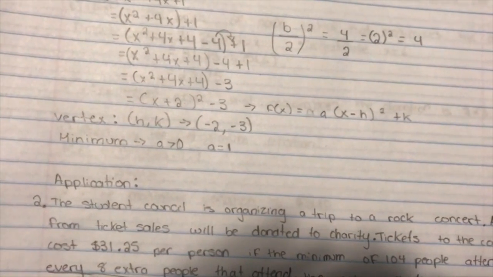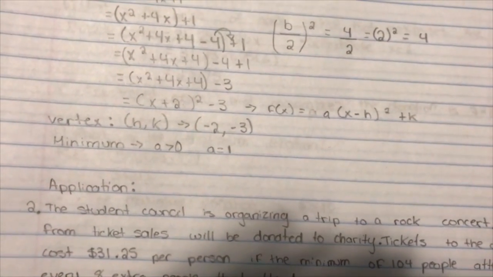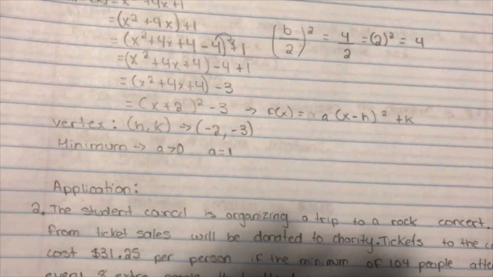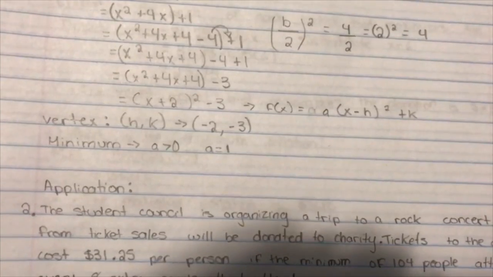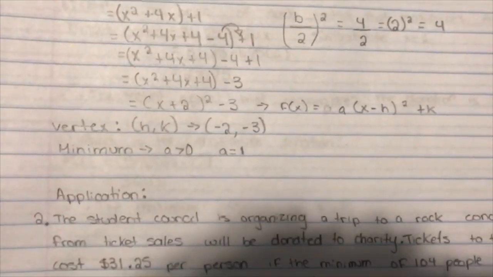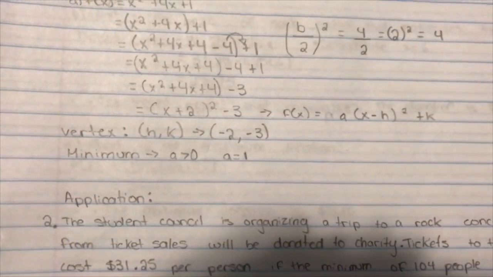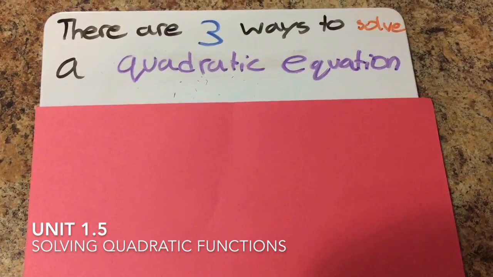So we know that h and k are the vertex, and since the equation has negative h, we know that the h value is a negative, so it's going to be negative 2, and the k value is negative 3. And we know it is a minimum because the a value is greater than 0, and the a value for this equation is 1.